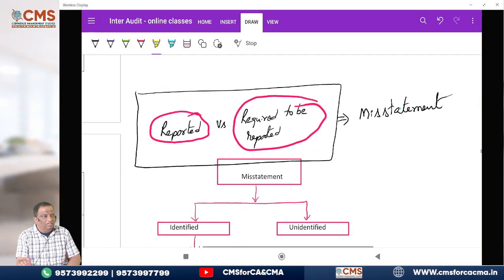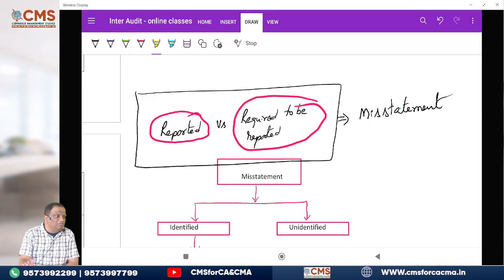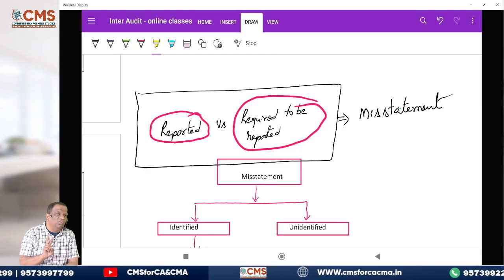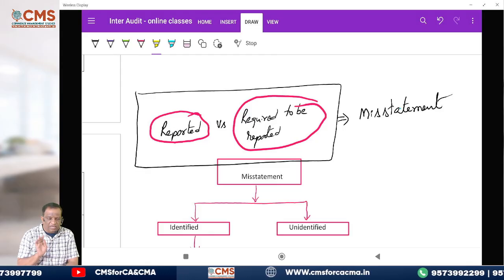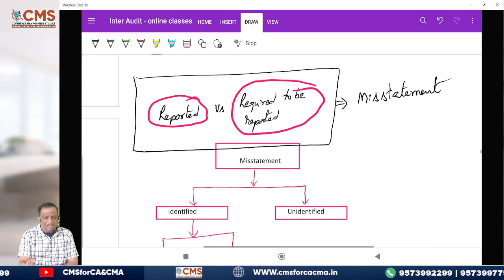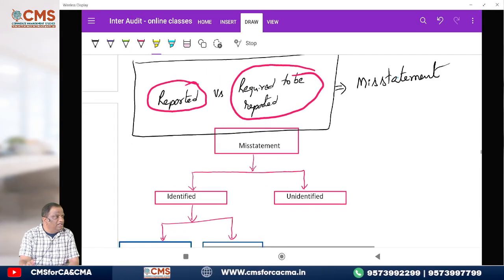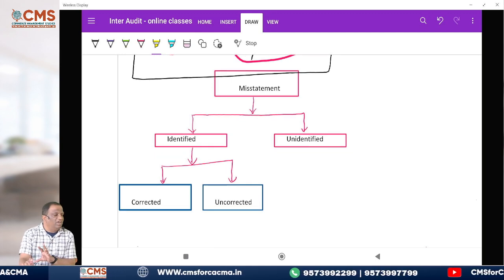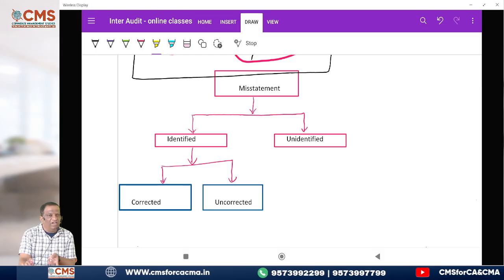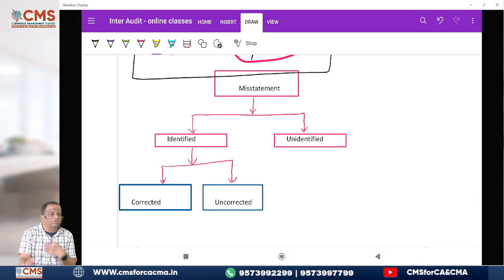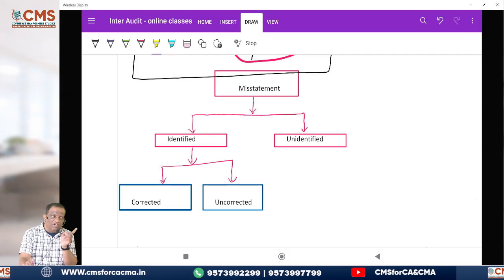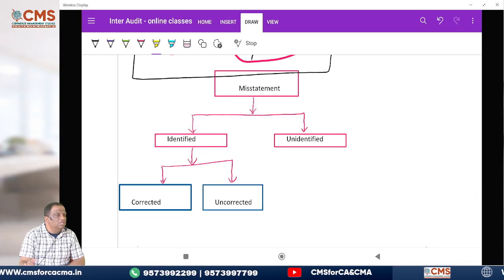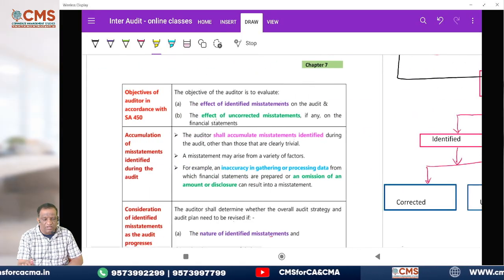Now you tell me, what is the standard number that we are discussing now? SA 450. Now when I say misstatement, what do I mean by misstatement? The difference between what is reported and what is required to be reported. What are the types of misstatement? Identified and unidentified. Identified is further divided into corrected and uncorrected. Now what are the risk factors for the auditor? Two factors: identified and uncorrected, and unidentified. So as an auditor, I will see that the identified, uncorrected plus unidentified are not making my financials misleading. That is what the auditor will try to do.